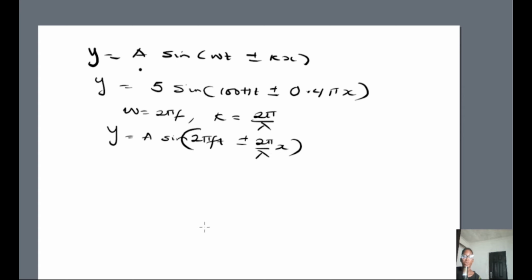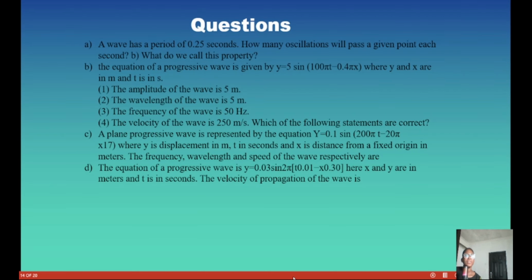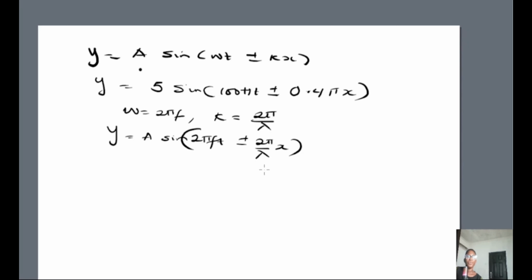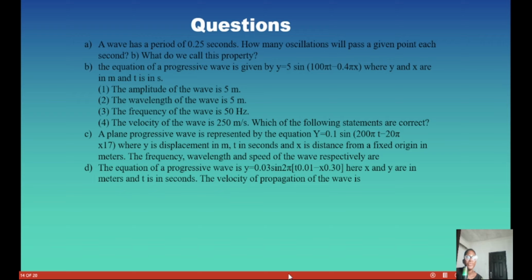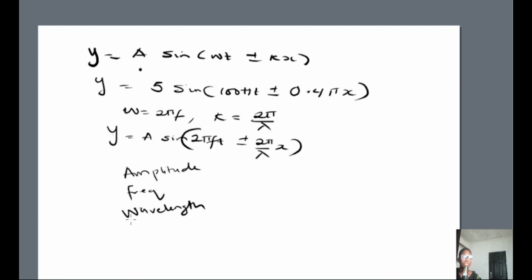What was the first question we were asked? The first question says the amplitude of the wave. Okay. The options are: the wavelength, the frequency, and the velocity; the amplitude, the frequency, the wavelength; and the last one, amplitude, wavelength, frequency, and the velocity. So we'll check which one is correct. They're asking us for the right statement, but we're going to get it ourselves.